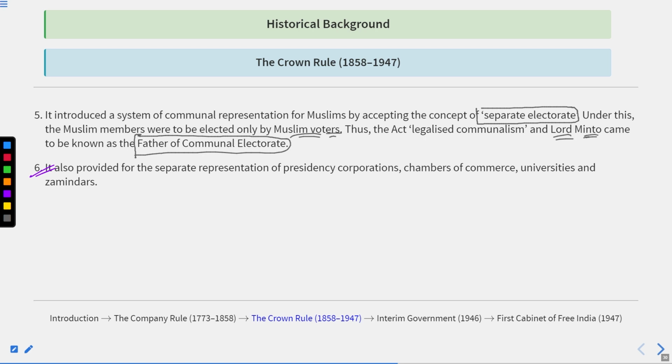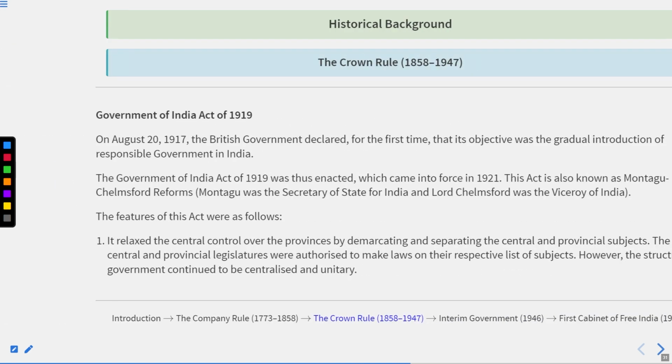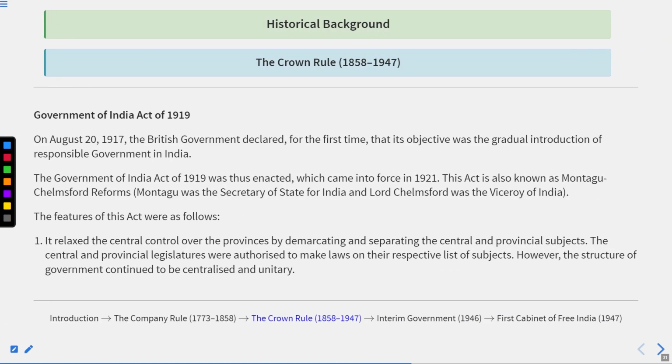Also provided for the separate representation of presidency corporations, chambers of commerce, universities, and the zamindars. Okay, so these were the things also provided. Now, thereafter, another important thing was the Government of India Act 1919. On August 20, 1917, the British government declared for the first time that its objective was the gradual introduction of responsible government in India. The Government of India Act 1919 was thus enacted, which came into force in 1921.